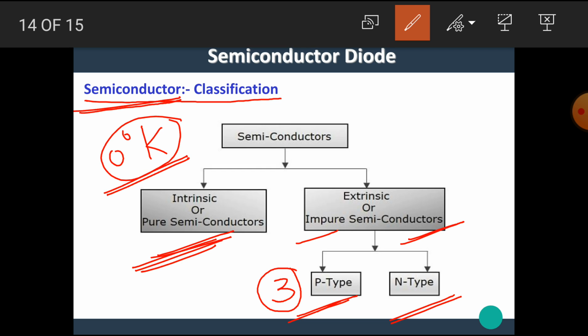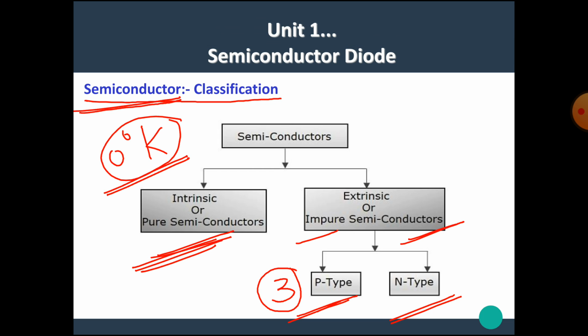Similarly, in n-type semiconductor material, if a pentavalent impurity is added into the pure or intrinsic semiconductor, then n-type semiconductor material is formed. Here, electrons are the majority charge carriers, while the holes are the minority charge carriers. I hope you all understand what is meant by semiconductor. Thank you, students.